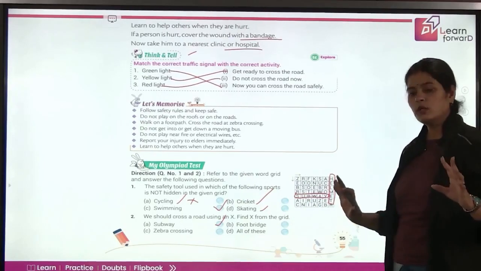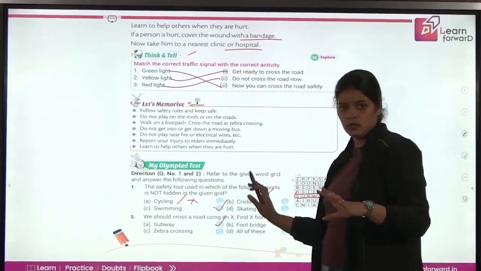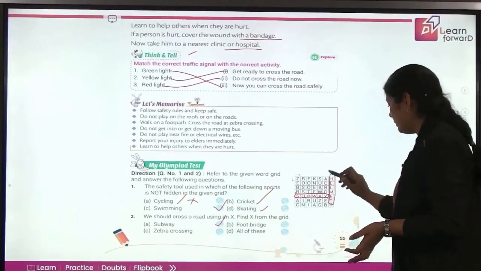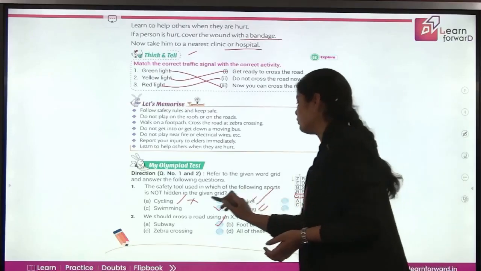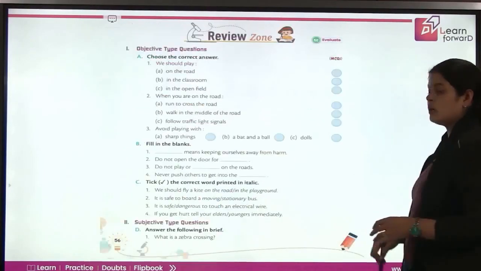Now understood? They have asked which sport's safety tool is not hidden. So helmet is hidden and helmet is used for all three sports. Swimming is left. So swimming is the correct answer. Oh, I just got puzzled.